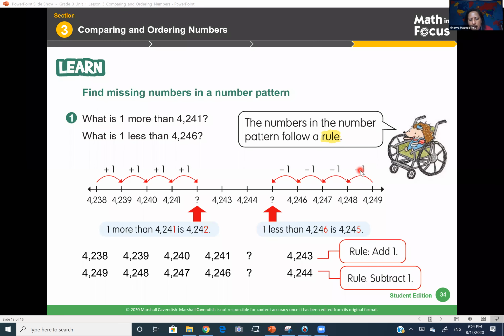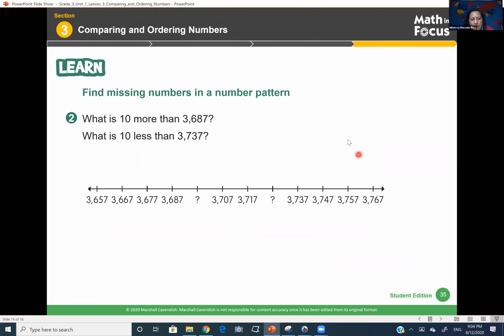Now let's go for the next one. Find the missing number in a pattern. Now this time, what is 10 more? Now watch out, this is important. They are telling us that it's 10 more. This is important. 10 more means the pattern is going to be plus 10. So what is 10 more than 3,687? That means to this number we have to add 10 more.